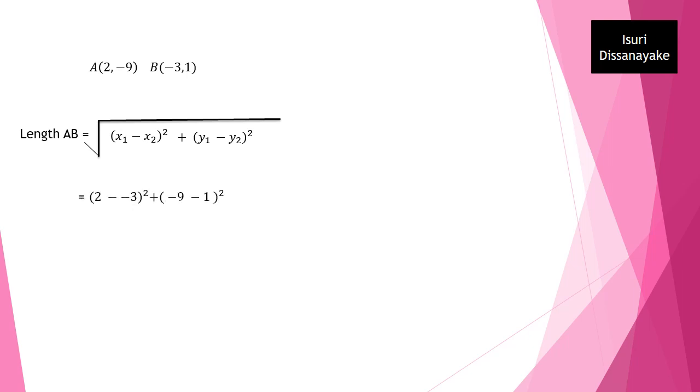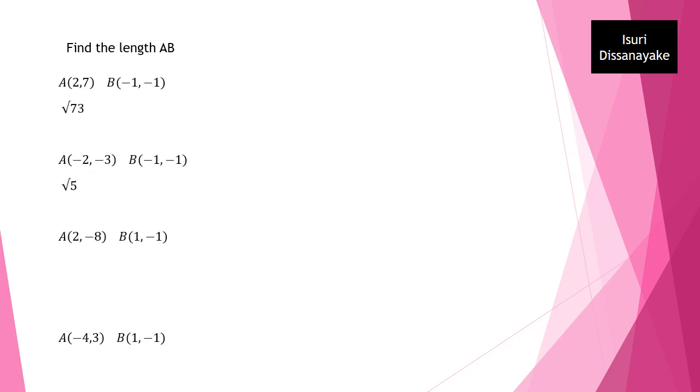Next example, you have to find the length from A to B, that is length AB. You write down the formula, and the first x coordinate is 2 minus 3, and the y coordinates are minus 9, minus 1. So here I have substituted the values into the given formula. It's 5 squared plus 10 squared. 25 plus 10 squared, which is 100, that's 125. So the square root of 125 is 11 point something. So the length from A to B is 11 point something units.